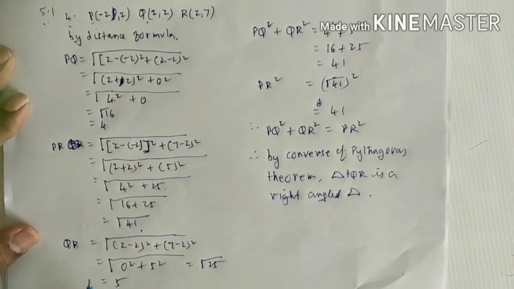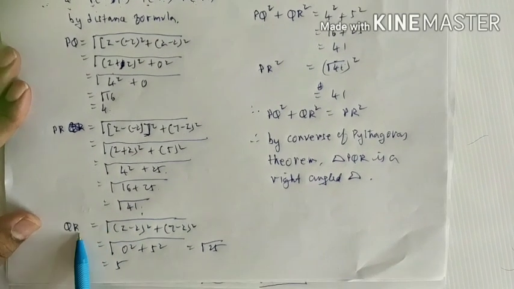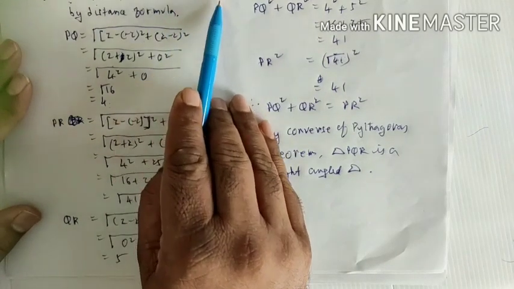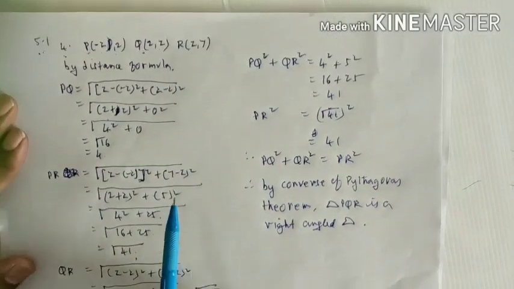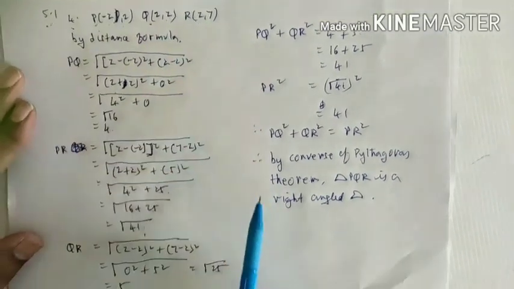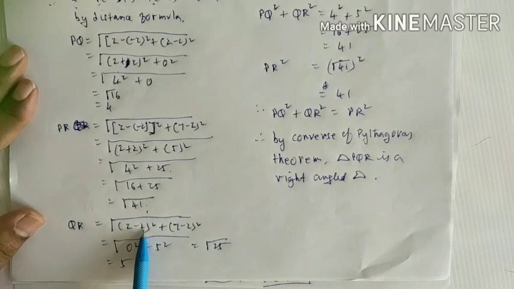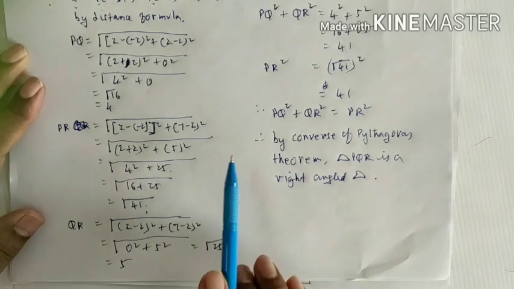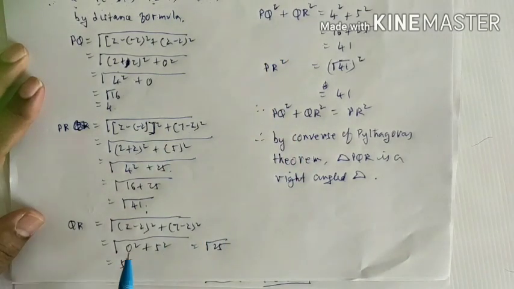In the same way, we shall find the value of QR. We get QR is equal to (2 minus 2) square plus (7 minus 2) square. 2 minus 2 is 0, 7 minus 2 is 5, 0 square plus 5 square is 25, so we are getting QR is equal to 5. Now what we shall do here, smaller two sides we shall take.